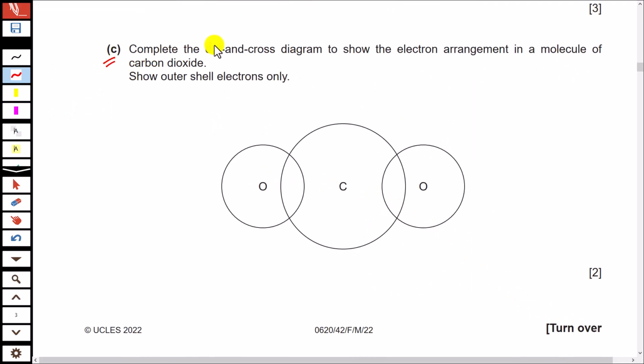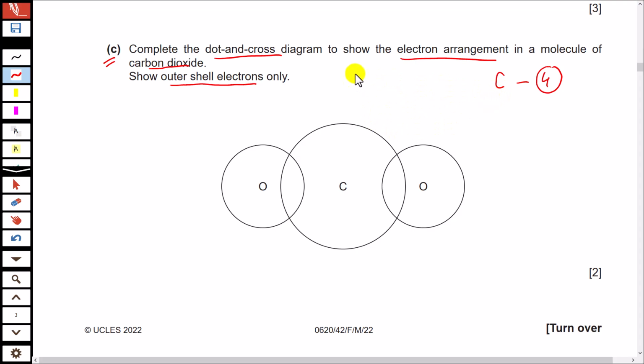Part C of the question says, complete the dot and cross diagram to show the electron arrangement in a molecule of carbon dioxide. Now in this case we have to show outer electrons only. The central atom is carbon. Carbon has 4 electrons in its outermost shell, and it forms 4 covalent bonds.